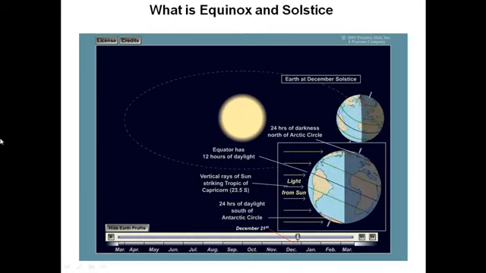Earth at December solstice. Direct rays of the sun will fall on Tropic of Capricorn at 90-degree angle. As you can see, the northern hemisphere will experience darkness near Arctic Circle and southern hemisphere will experience 24 hours of daylight at Antarctic Circle.